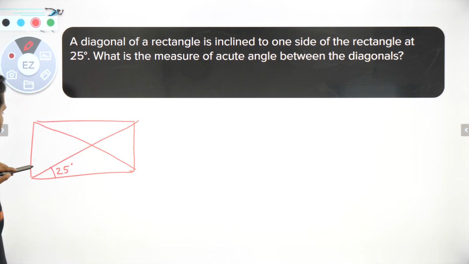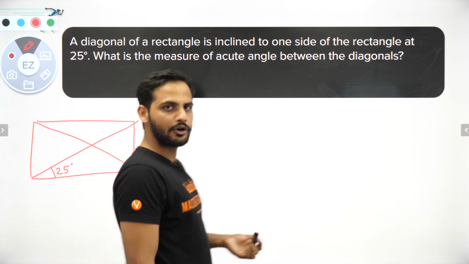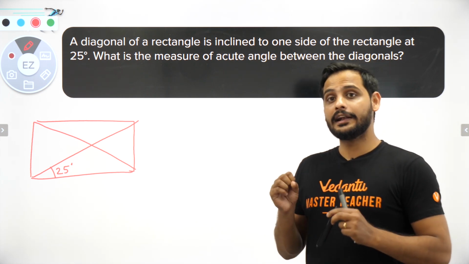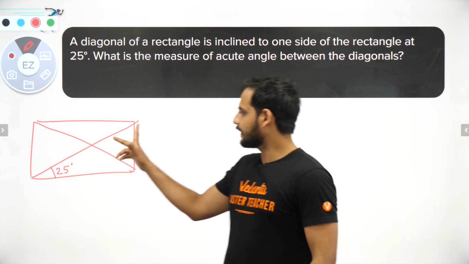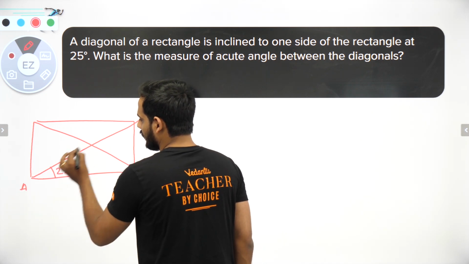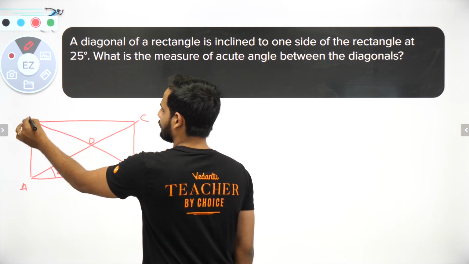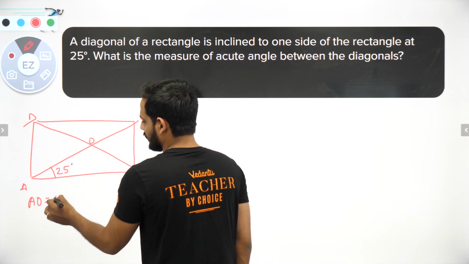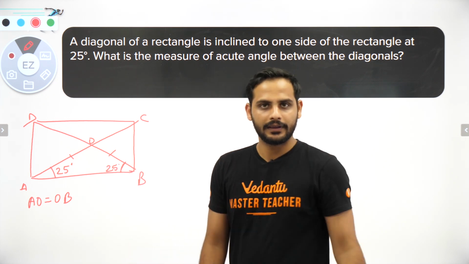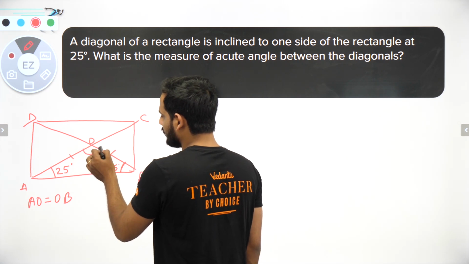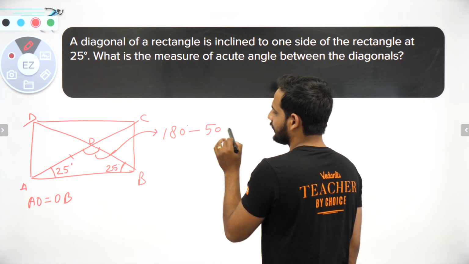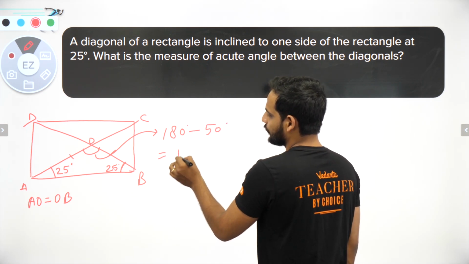Now if this angle is 25 degree, bacho, I can easily say that the diagonals of a rectangle bisect each other, and the diagonals are equal as well. So if the diagonals are equal, their half parts will also be equal, so AO will be equal to OB. If two sides are equal, the angles opposite to them will also be equal. So this is 25 degree, right? Now I can easily get the third angle. This third angle will be 180 minus 25 minus 25, that is minus 50, so 180 minus 50 will be equal to 130 degree.